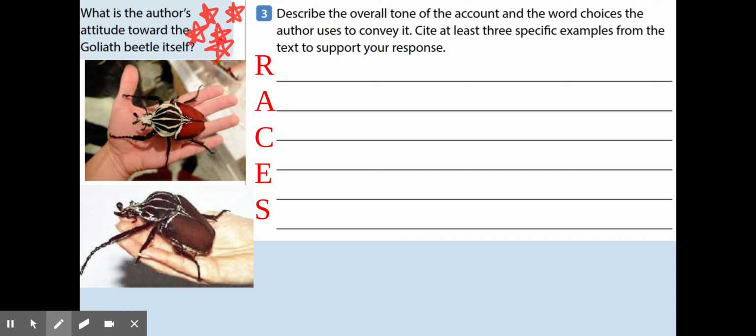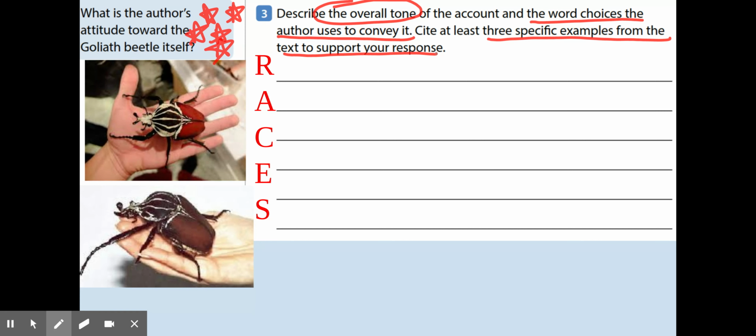I've had other students in the past that said that she had a very neutral tone about the beetle. So that just depends on you. It's hard to get a completely negative tone unless you're just going with what she says in one paragraph, pretty much. So be careful. So number 3 does want you to describe the overall tone of the account and the word choices the author uses to convey it, and cite 3 specific examples from the text to support your response.